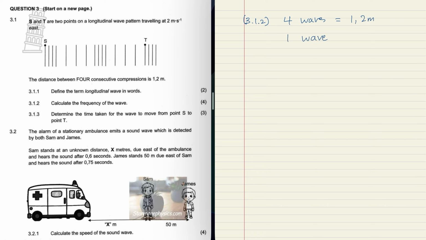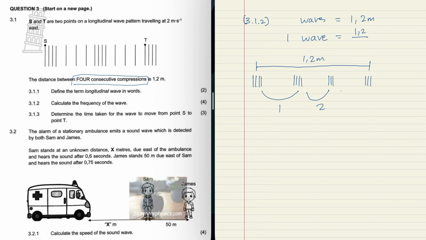important, I misread this, 4 consecutive compressions. So 4 consecutive compressions is not 4 waves. Let me just explain this part. So if we have a compression, so let's say that's 1 compression, 2 compressions, 3 compressions, 4 compressions. The distance, so 4 consecutive compressions, is 1.2 meters. But that's not 4 waves. This is 1 wave, that's 2 waves, and that's 3 waves. So it's actually 3 waves equals 1.2 meters. That means 1 wave is equal to 1.2 divided by 3, which is 0.4 meters.